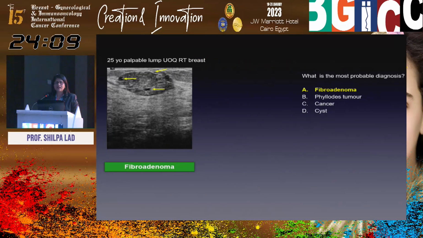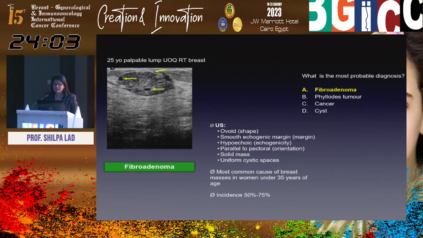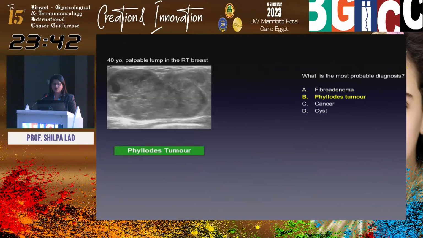Now, let's look at some classic lesions. This is a 25-year-old who presents with a palpable lump in the upper outer quadrant of the right breast. We see a nice ovoid mass, smooth margin, uniformly hypoechoic, parallel to the pectoral muscle, literally as if it has read the textbook, correct? It is a very classic lesion. It is the most common cause of breast masses in women under 35 years of age, with an incidence of 50 to 75%. This is a fibroadenoma. This is what a fibroadenoma would look like.